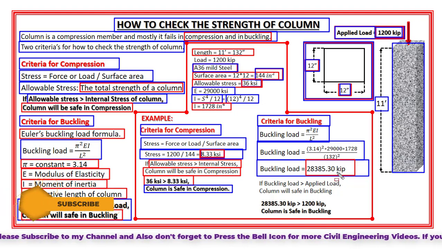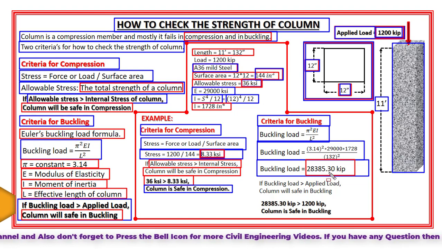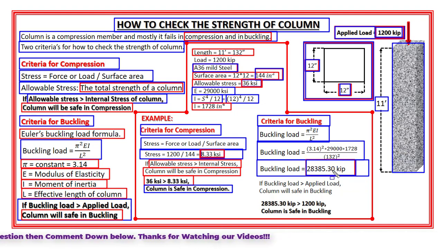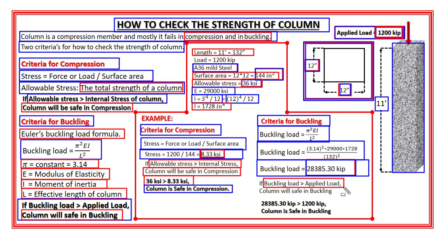Okay. So the buckling load of this 11 feet high column is 28,385.30 kip. Now what this basically means? Well, it means that this column will safely support the load of 28,385.30 kip in buckling, right? And here the applied load on this column is 1200 kip. So the criteria for buckling states that if the buckling load of the column is greater than the applied load of the column, then that column will be safe under the applied load, right?